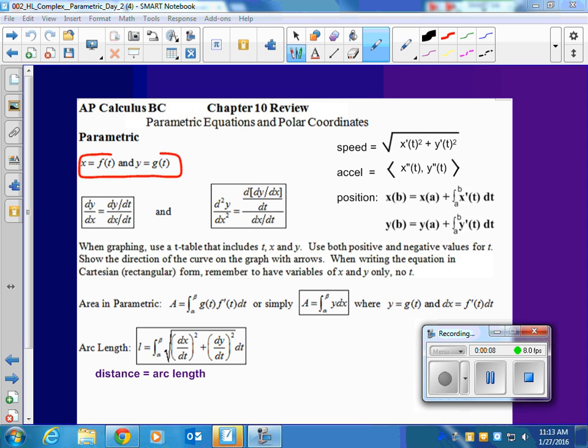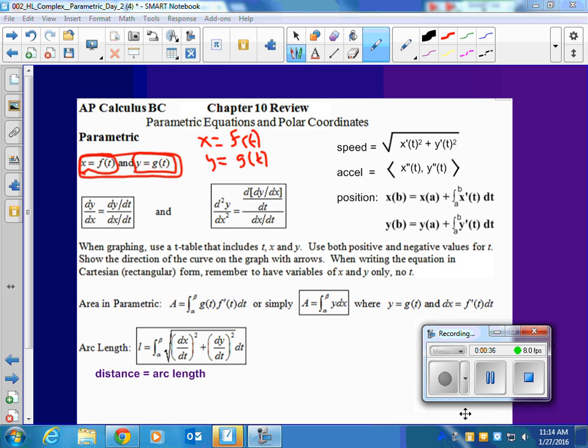Parametric is what I call the Mario Brothers programming functions. If you want Mario to move left and right, you're going to use x equals f of t. If you want Mario to go up and down, jumping or whatever, then you're going to use y equals g of t. The two combinations together, x equals f of t and y equals g of t, are what we call a parametric equation.